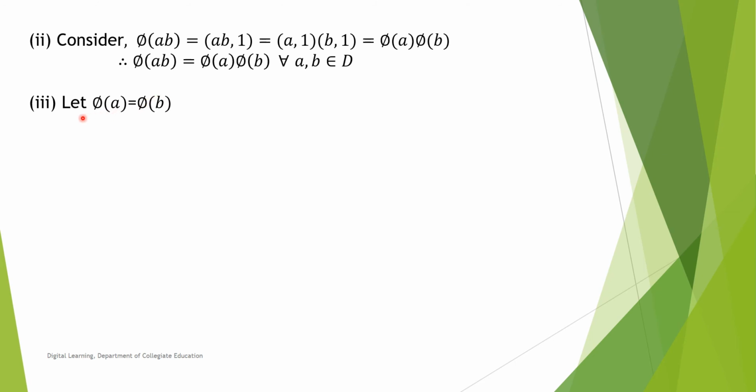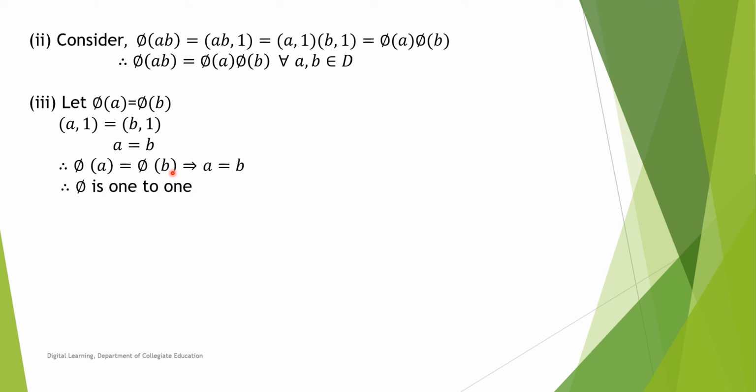Let us check whether it is a 1-1 mapping. That is, we take two images to be equal: phi of a is equal to phi of b, substituted as (a, 1) equals (b, 1). If two couples are equal, then a equals b. We have arrived at the result: phi of a is equal to phi of b implies a equals b. That is, phi is a 1-to-1 mapping.